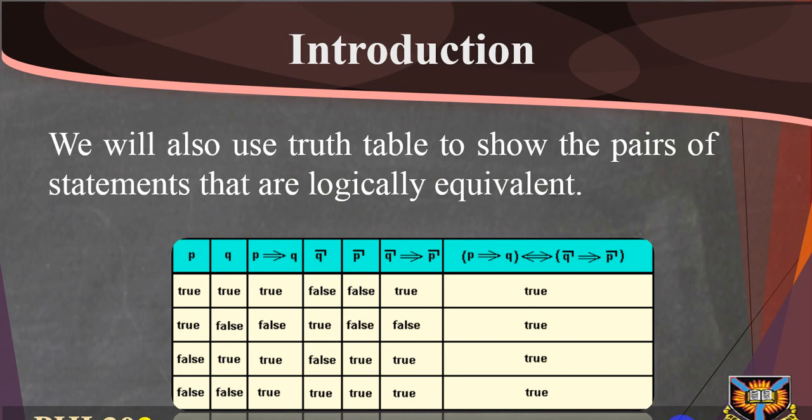Learning outcomes. When you have studied this section, you should be able to discuss the meaning of truth table, distinguish a tautologous statement from a contradictory or contingent statement, and use the truth table to work out which pairs of statements are logically equivalent.